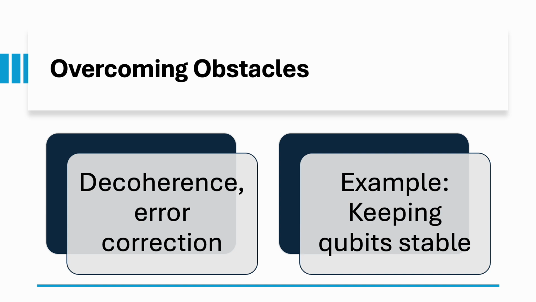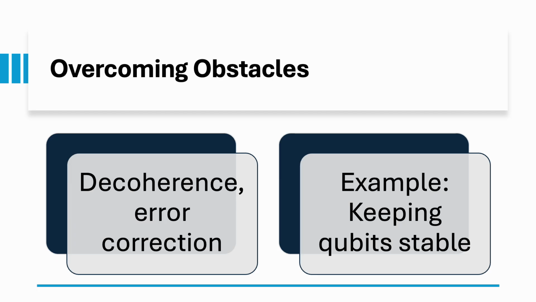Overcoming the obstacles: decoherence and error correction. An example is keeping qubits stable. Let's look into decoherence and later error correction with one example each. In reality, these terms, decoherence and error correction, are areas of research in their own accord.